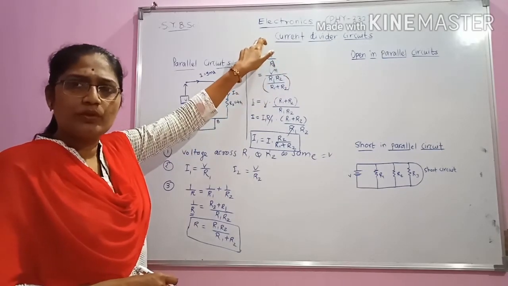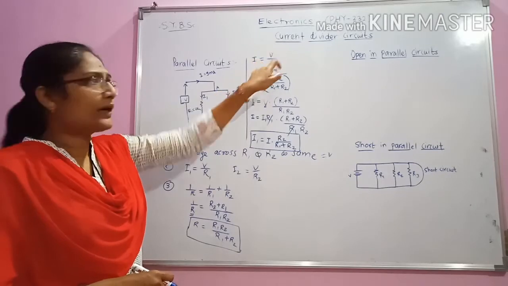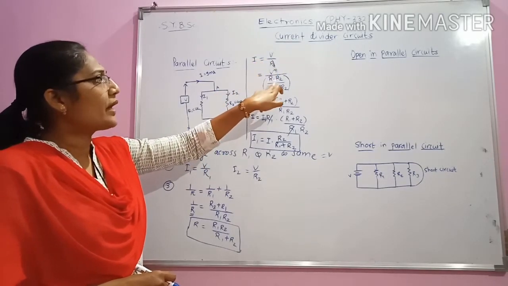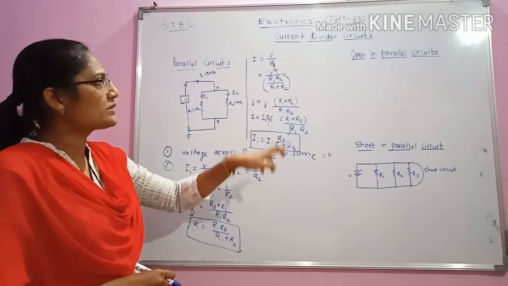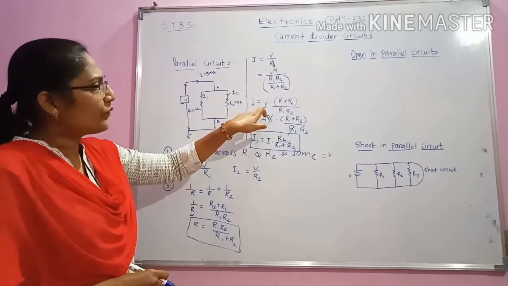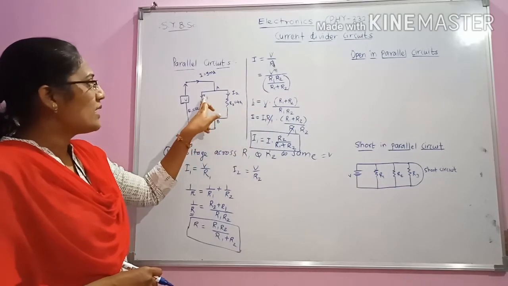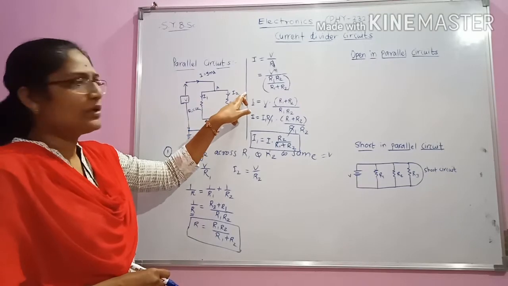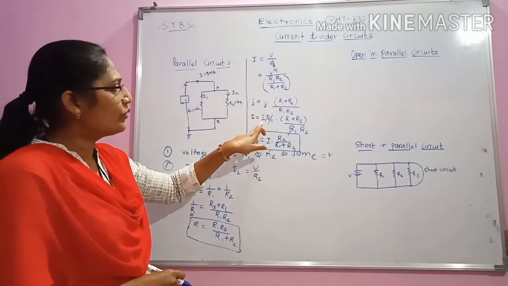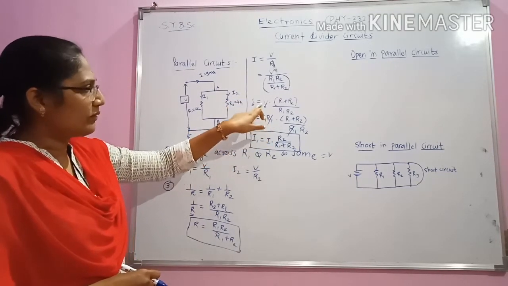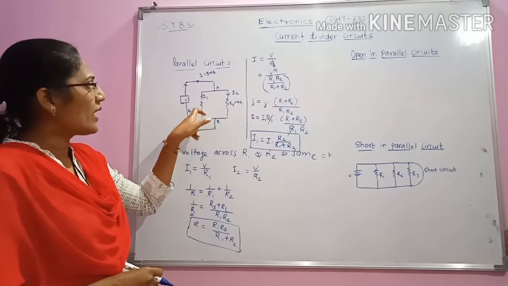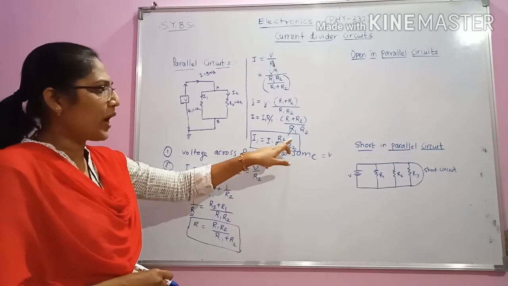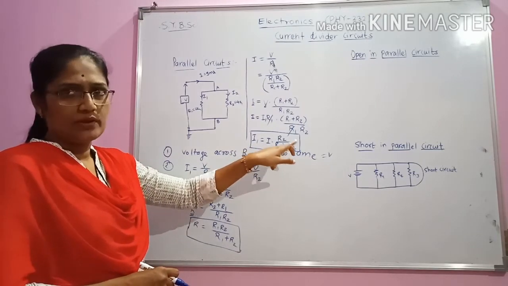V remains constant in both the cases, where V is the applied voltage. So I is equal to V upon R1 R2 divided by R1 plus R2. But we know that V can also be written as the product of I1 R1 or I2 R2. So by substituting the value of I1 here and V here, in case of I1 R1, we will obtain the value of I1 as I into R2 divided by R1 plus R2.